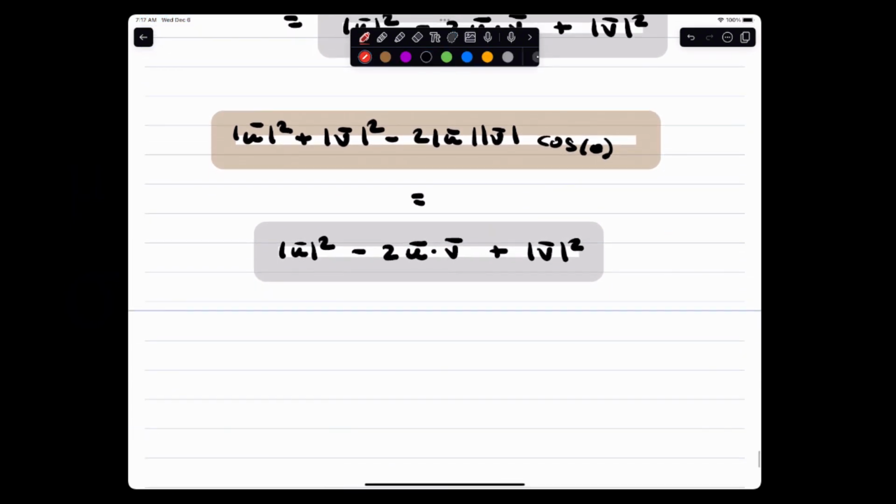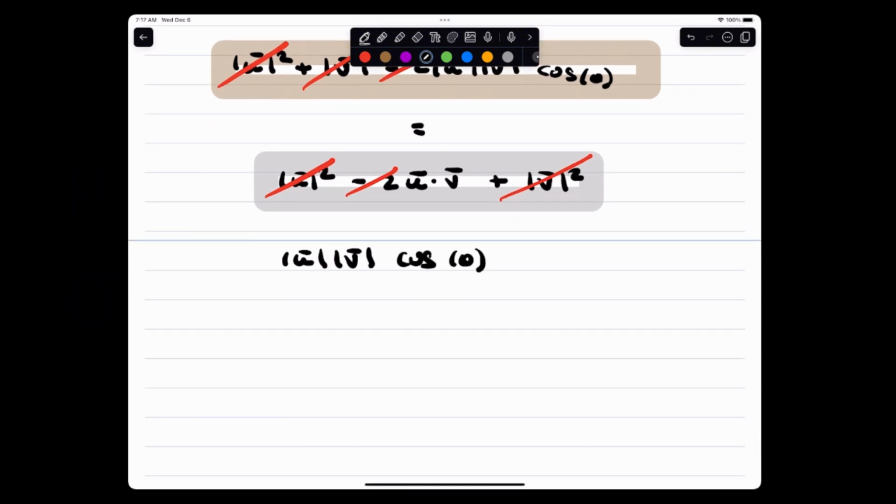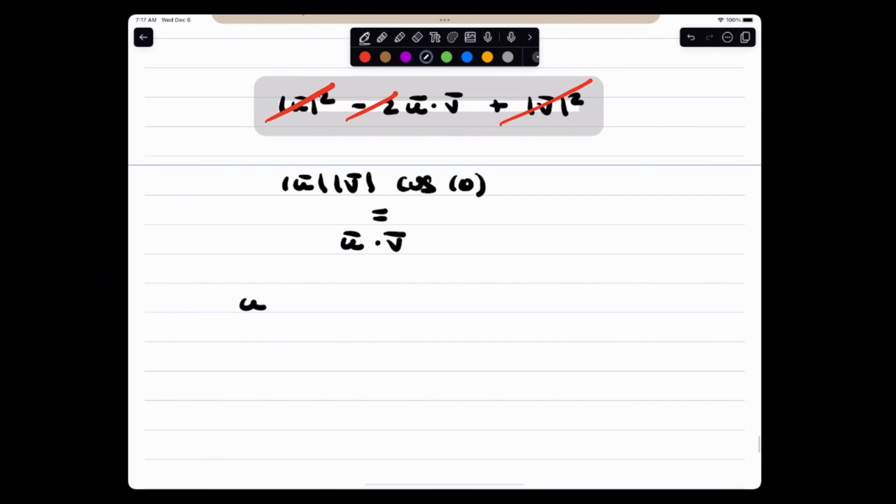So now, ladies and gentlemen, you're going to cancel. This portion cancels. This portion cancels. And notice this. Negative 2 cancels. So what you are left with on top is the length of u times the length of v cosine theta will be equal to u dot v. Or u dot v is that length of u, length of v, cosine theta. The angle between them. Okay.